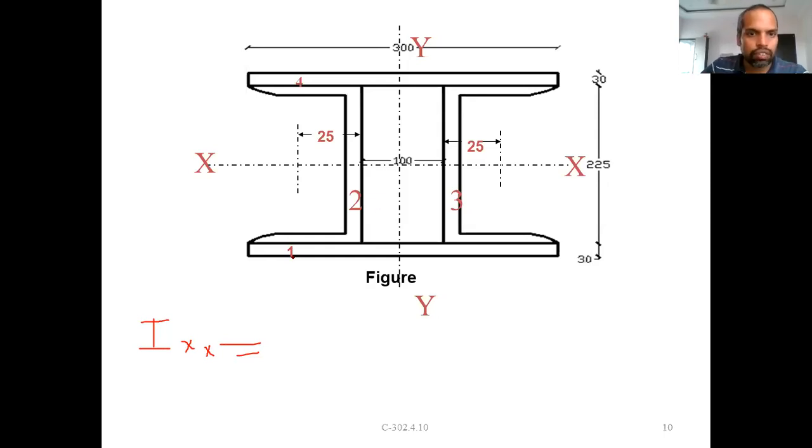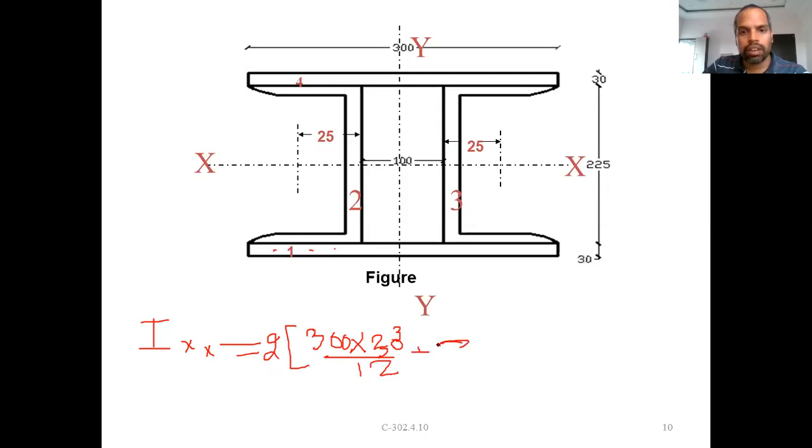Now first, the moment of inertia of the first section is nothing but the plates. How many plates are there? Two plates. Directly you can take these two plates because they are at equal distance from the x axis. For that, about its centroidal axis, it is BD cube by 12, where B is 300 and D is 30, so 300 into 30 cube by 12, plus A H square.